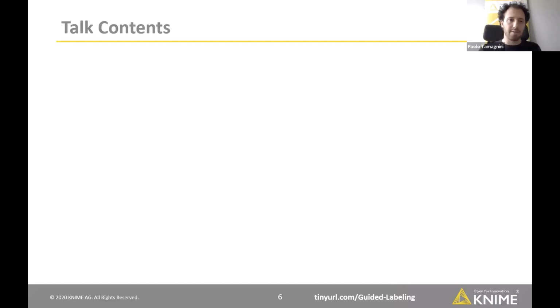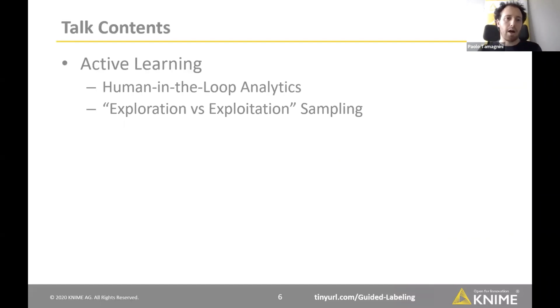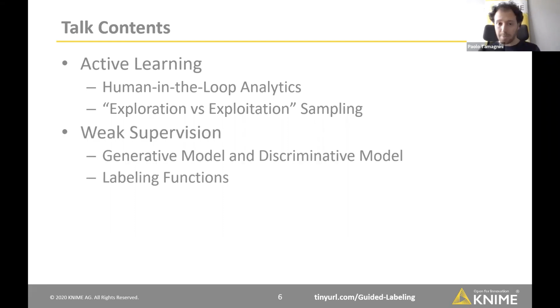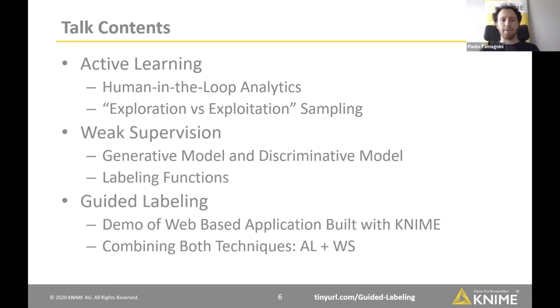So the total contents of today's webinar are active learning, that is human-in-the-loop analytics to generate labels and to train a machine learning model using a technique called exploration versus exploitation sampling. And that is an active learning sampling technique. And then we'll go through weak supervision. That will be Adrian's part, and what is weak supervision and how it works to overcome the problem of not having labels to train a model. And finally, we're going to combine those two together using what we call guided labeling, and we also demo a web application that does this in KNIME.